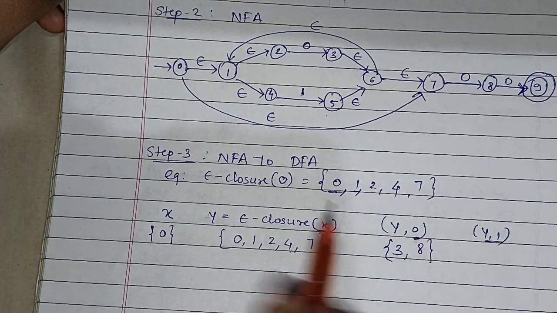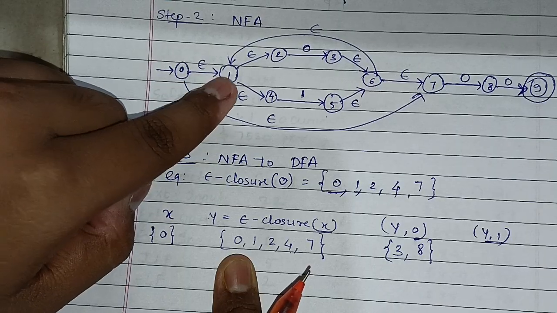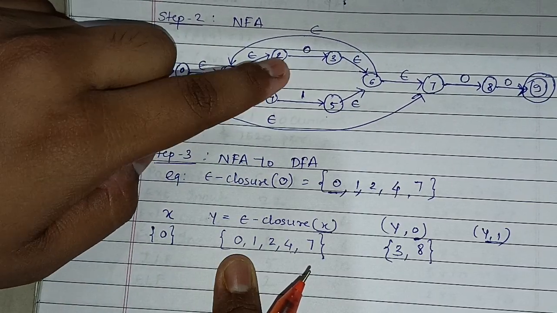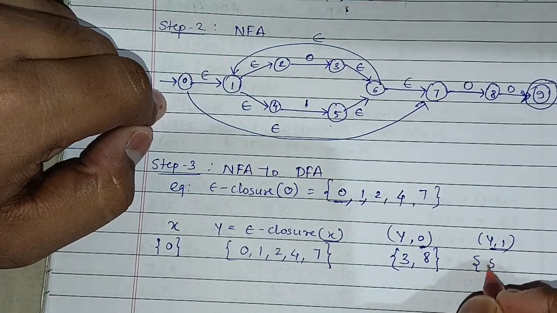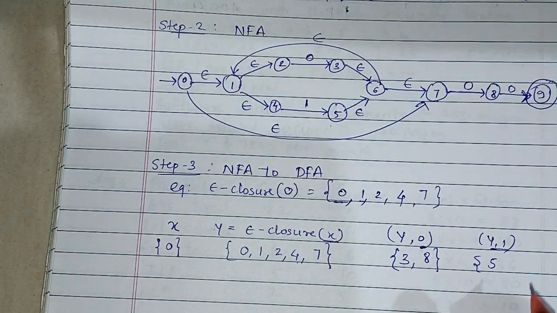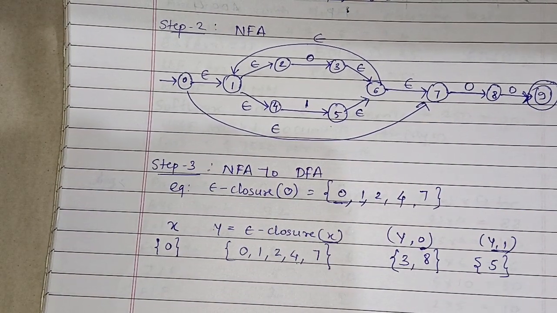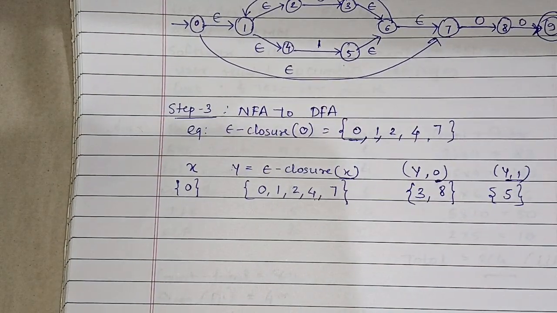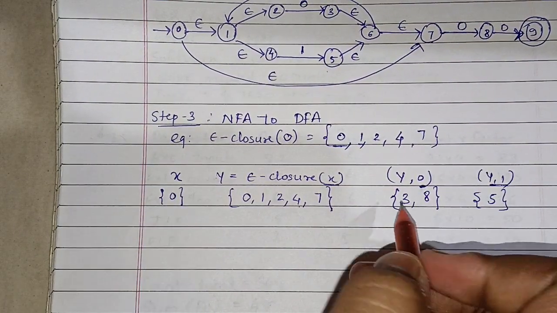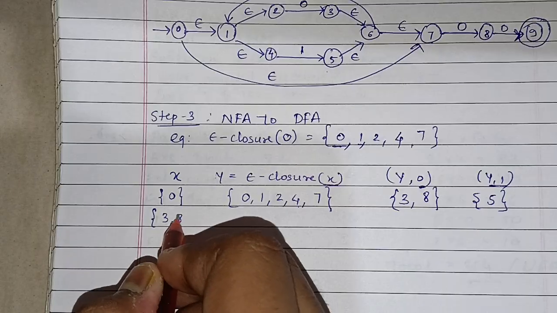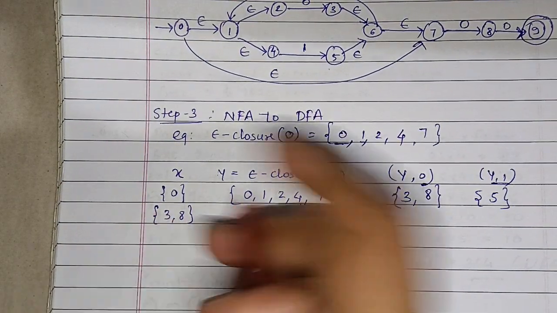Fine. Now for input 1: for 0, no. For 1, no transition, for 2 also no transition, for 4 the transition goes to 5, I write here 5, and for 7 there is no transition on 1, so it will be a single 5. Now what is the next step? Our next step, we have to take the unique combinations here. Now see, 3 8, I have taken this combination. What is the epsilon closure of this?